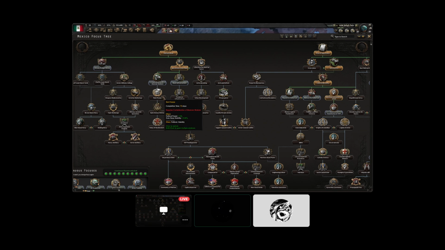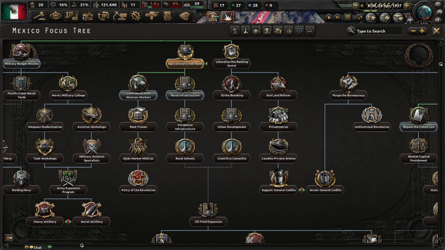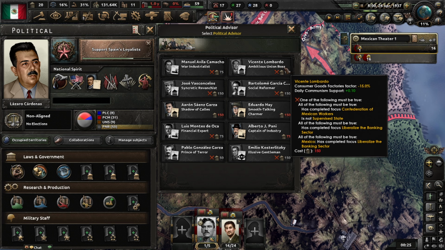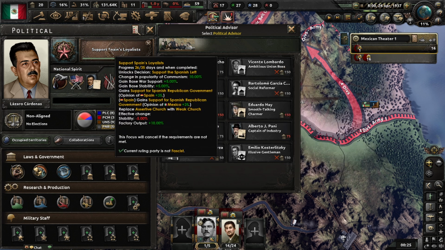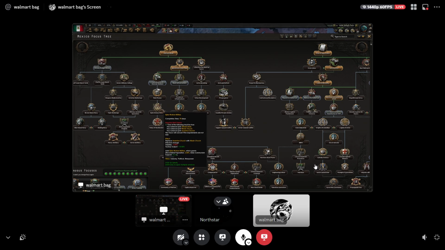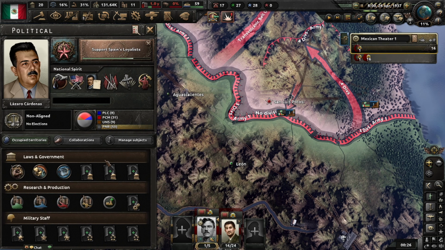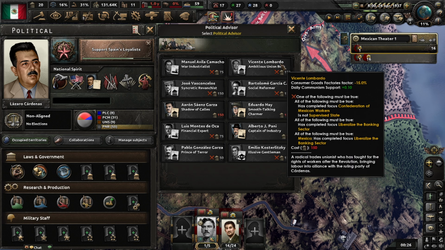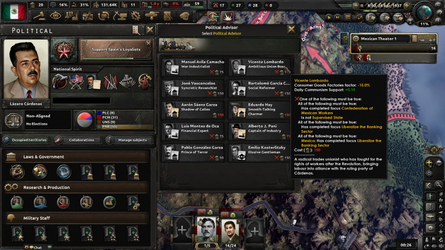So that you can get one of your advisor slots filled, because right now you don't have any political advisors, and there's an ambitious union boss you can take once you complete Confederation of Mexican Workers, Vincent Lombardo. He's an ambitious union boss. If you go over to your political advisors, you'll be able to take him, and he'll boost communism support, which, I mean, you're eventually going to flip the communists, so that's good.